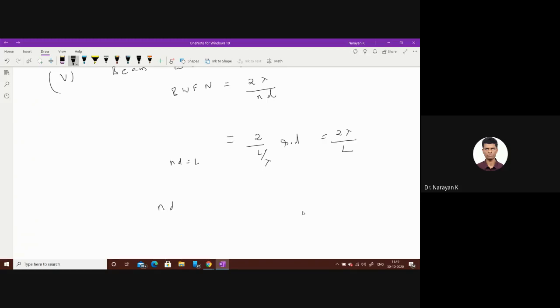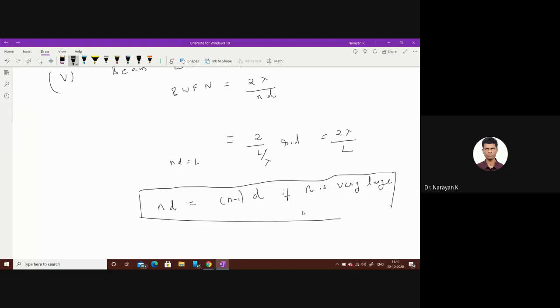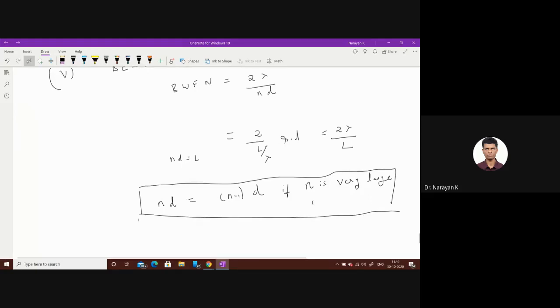And nd is equal to n minus 1 into d if n is very large. If n is very large, if the number of elements in the array is very large, you have to use this formula instead of nd. This will be n minus 1 into d. This is all some assumptions. When you are doing the problems, you will understand that better.